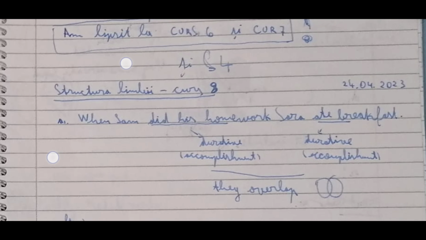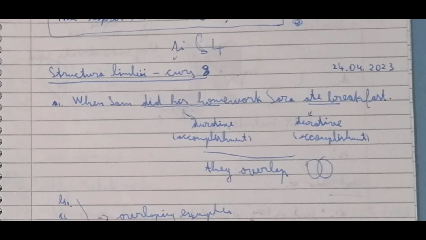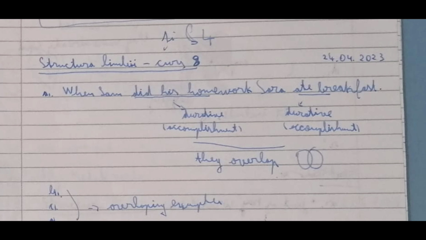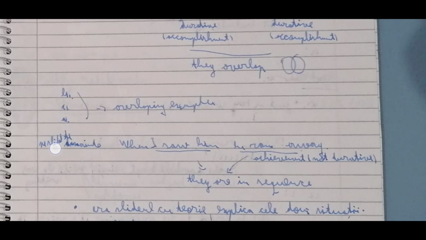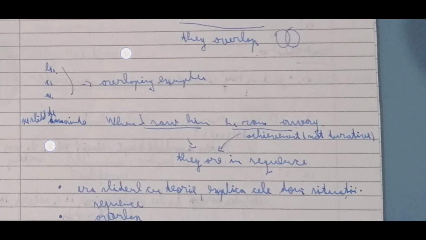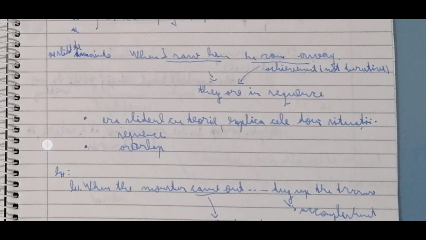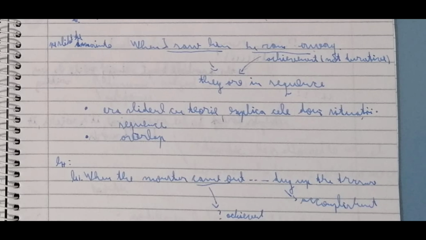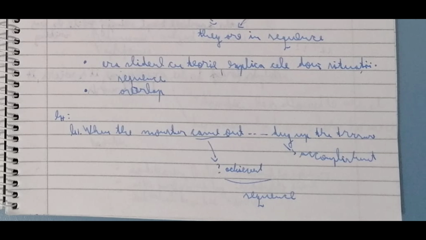So, when Sam did his homework, Sarah ate breakfast. Did his homework, durative accomplishment. Ate breakfast, durative accomplishment. They overlap. Overlapping examples. When I saw him, he ran, every achievement, not durative. They are in sequence. Those situations sequence or overlap. When the motor came out, achievement, they dragged the treasure, accomplishment.